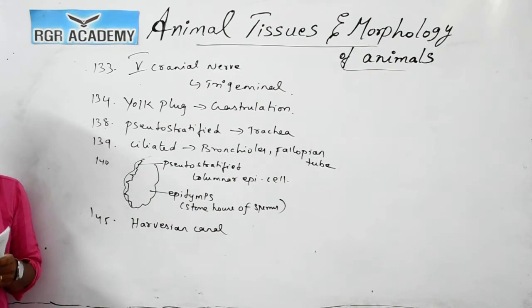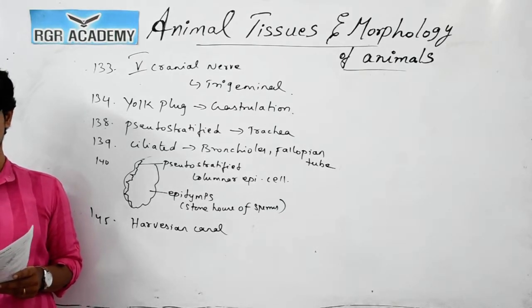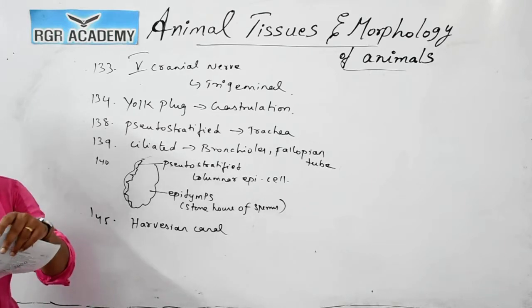Question 149. Tendons and ligaments are a kind of connective tissue. So, option 2 is the correct answer for 149, because tendons and ligaments are dense connective tissues. Tendons connect the skeletal muscles with the bone, and ligaments join bone to bone.